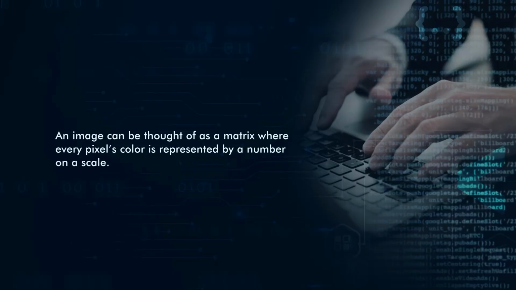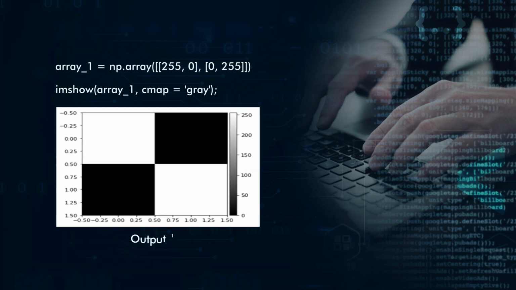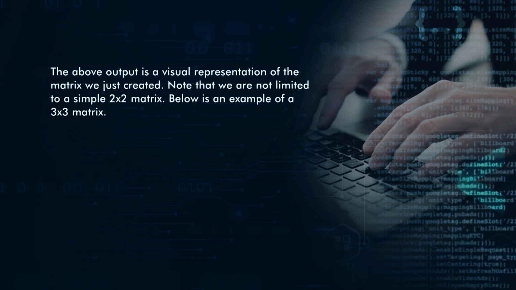An image can be thought of as a matrix where every pixel's color is represented by a number on a scale. See, here is an example array, that is np.array, with the values 255, 0. This value is predefined, we can change it. So, imshow array1 with cmap equal to gray, and this is the output which we will get. The above output is a visual representation of the matrix we just created.